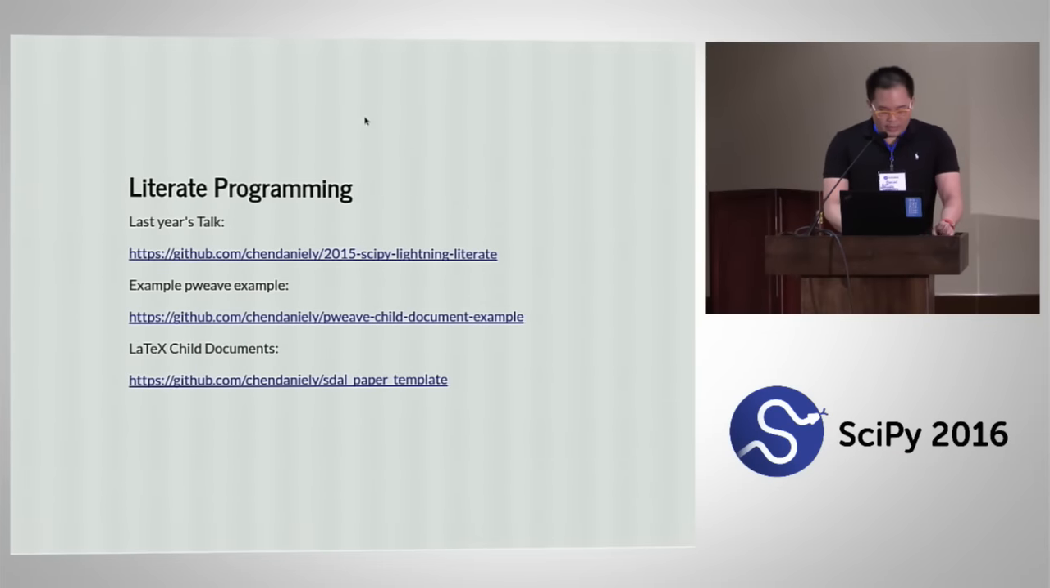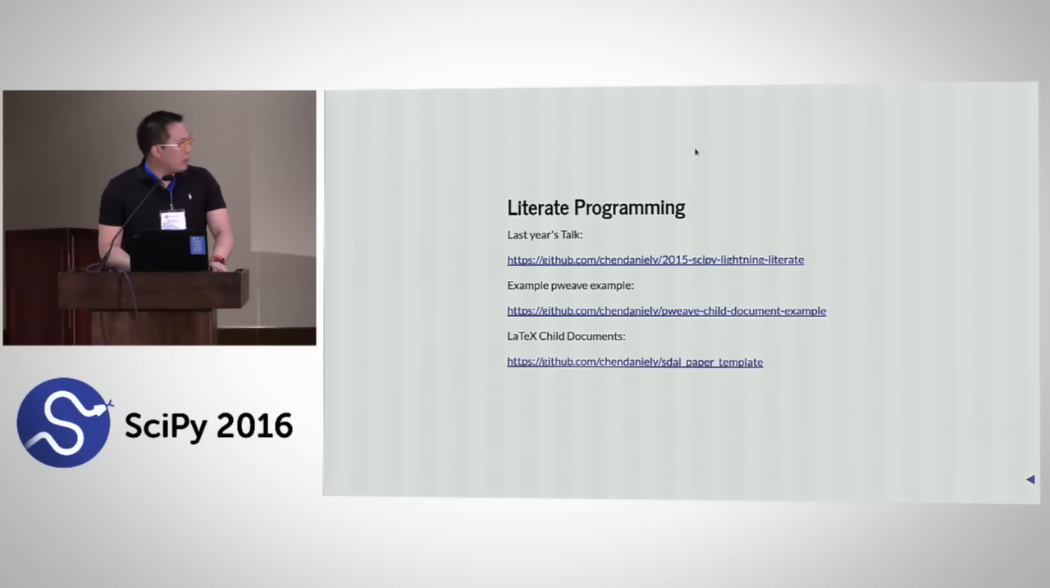Last year, for a lightning talk, I gave a short intro to literate programming on a system called Pweave that lets you use LaTeX and interweave your Python code with LaTeX. So you can have regular text, your Python code, your Python output, and then more text. It's really good for writing things like your dissertation, or in my case, a book. There are links to last year's talk, and I have two repositories on how you would use Pweave, and how to set up child documents for a LaTeX project, you can look there as well.